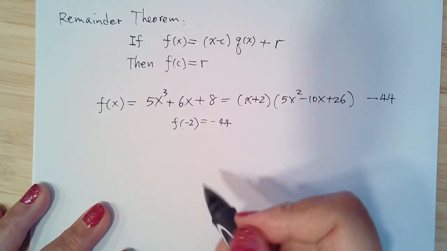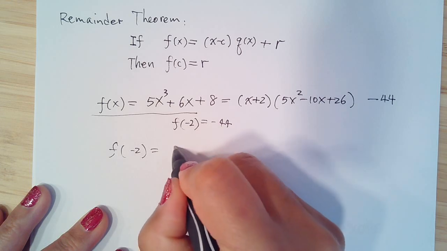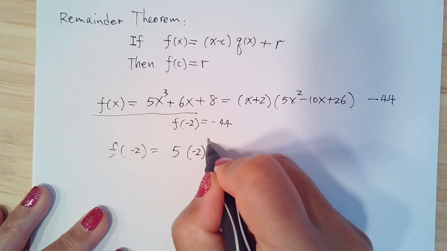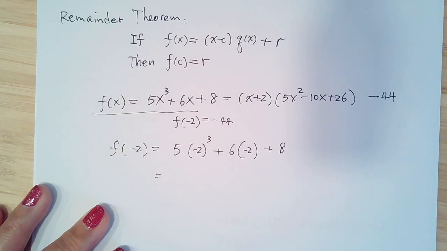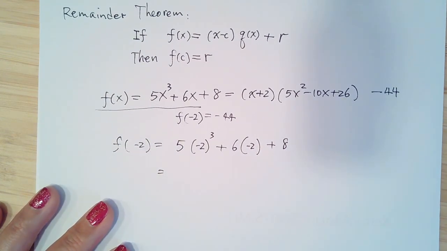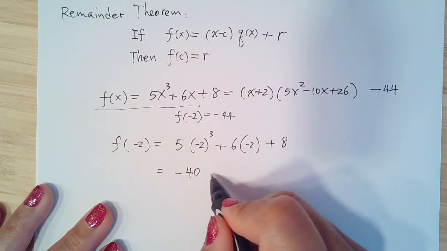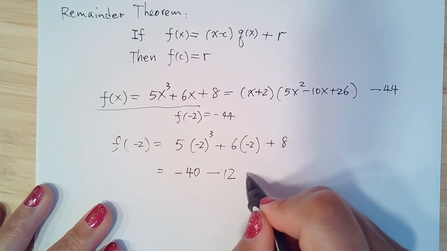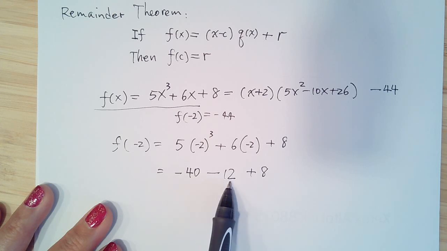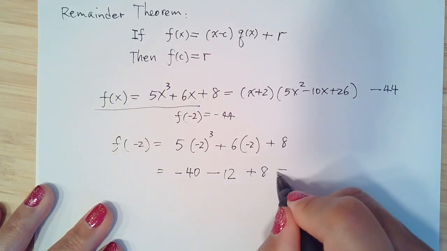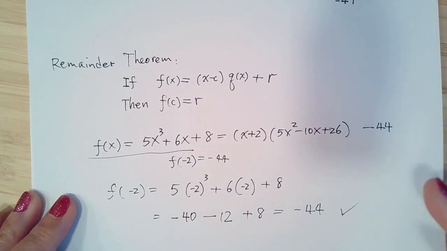Let's see. This is f of x, so f of negative 2 will be 5 times the negative 2 cubed plus 6 times negative 2 plus 8. So negative 2 cubed is negative 8, 2 by 2 by 2. So negative 8 times 5 is negative 40. And this is negative 12. And this is a plus 8. So negative 40 minus 12 is negative 52, plus 8. So I do get negative 44. Okay, so this is called the remainder theorem.